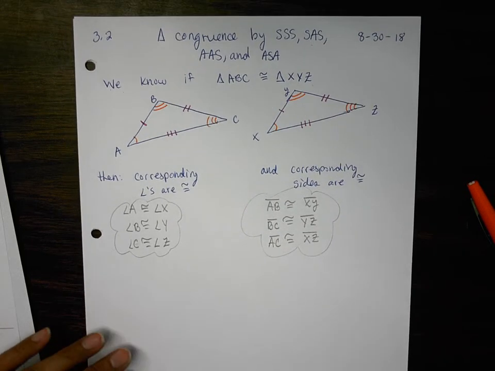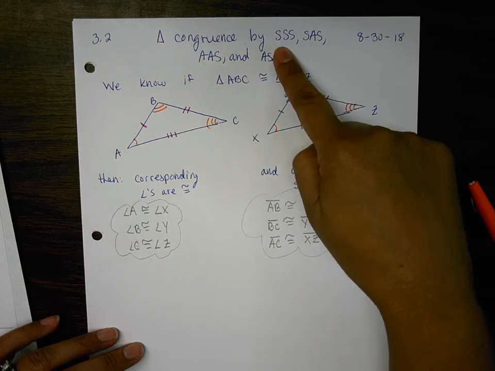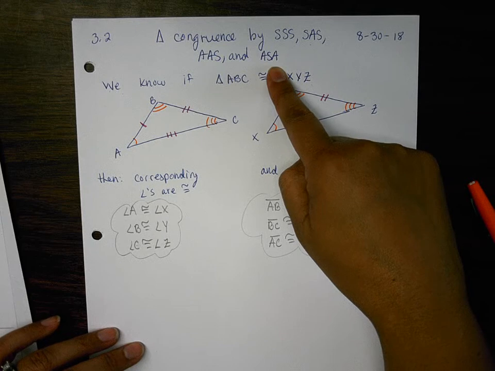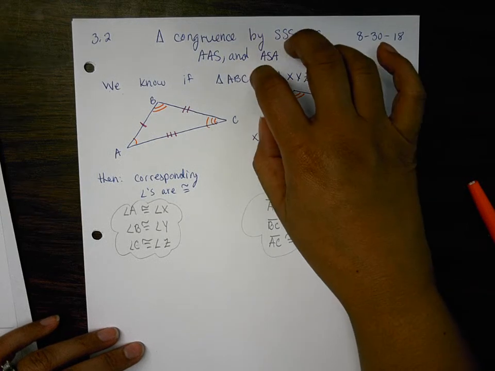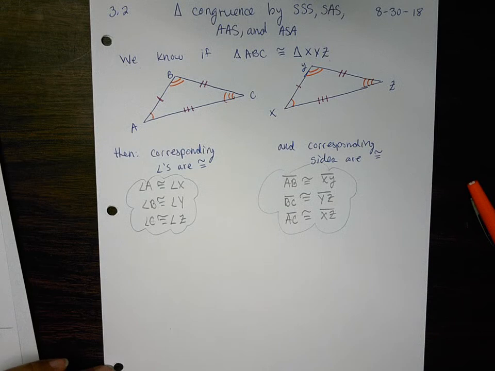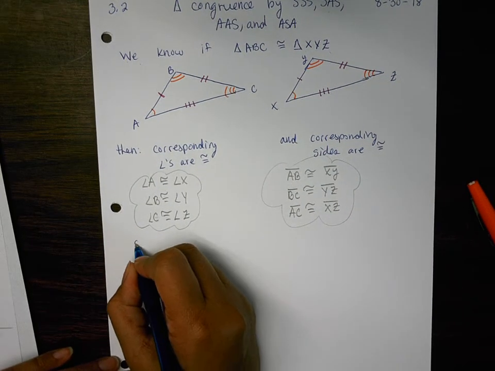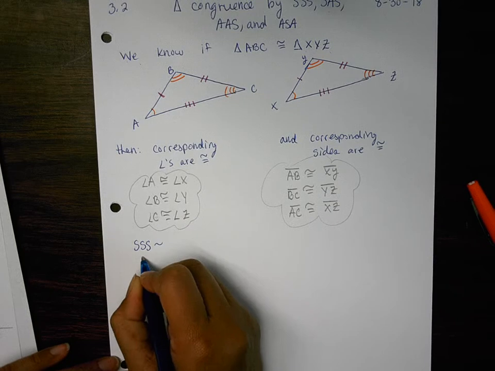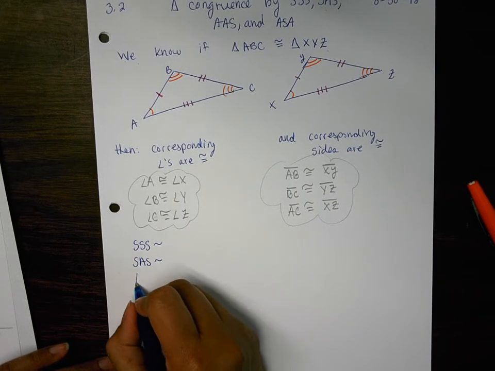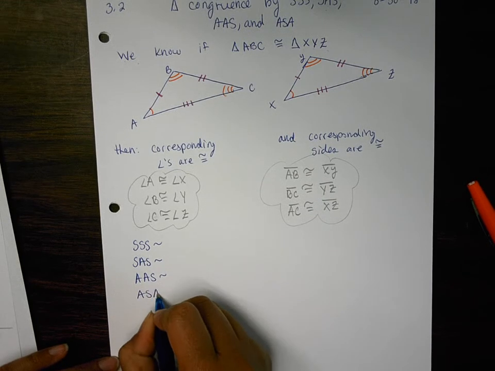Questions? Okay, what I'm going to spend some time discussing is this here, the SSS, the SAS, the AAS, and the ASA, because this is where most kids struggle on the test. Okay, so let's just quickly write down what they stand for. SSS, SAS, AAS, and ASA.